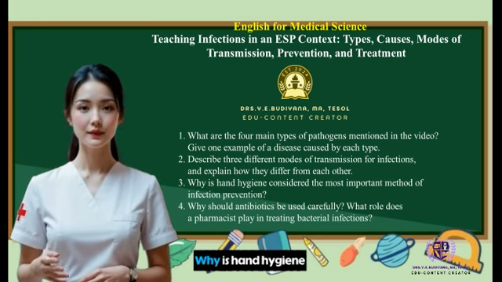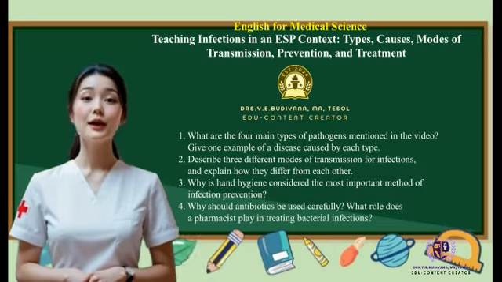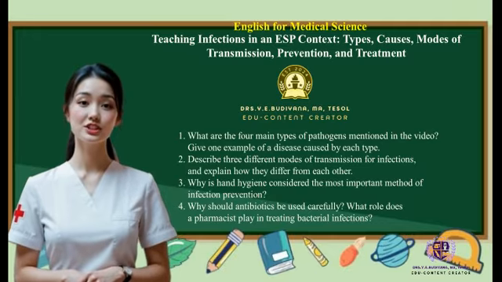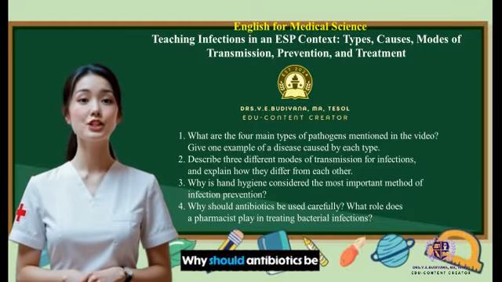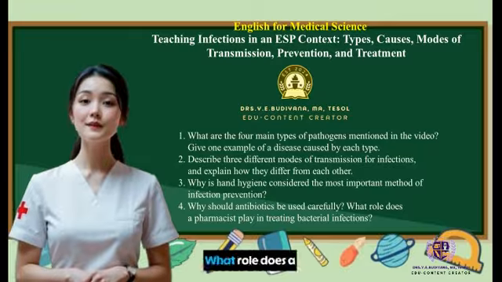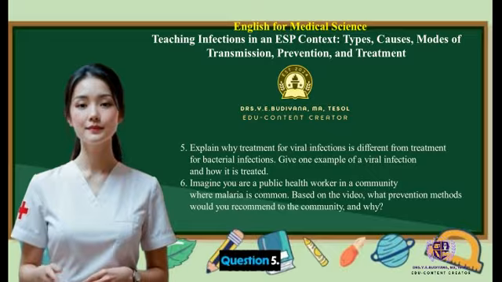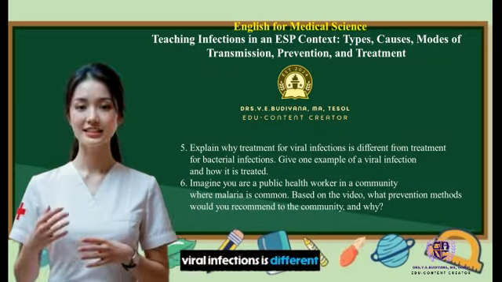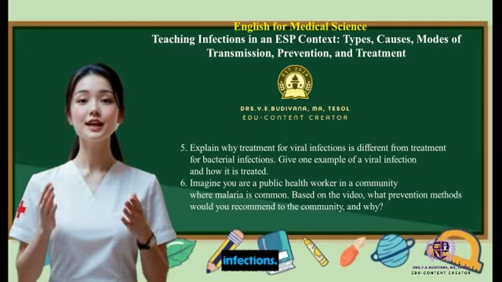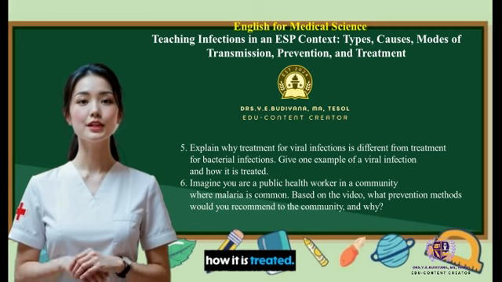Question 3. Why is hand hygiene considered the most important method of infection prevention? List 2 other prevention methods mentioned in the video. Question 4. Why should antibiotics be used carefully? What role does a pharmacist play in treating bacterial infections? Question 5. Explain why treatment for viral infections is different from treatment for bacterial infections. Give one example of a viral infection and how it is treated.